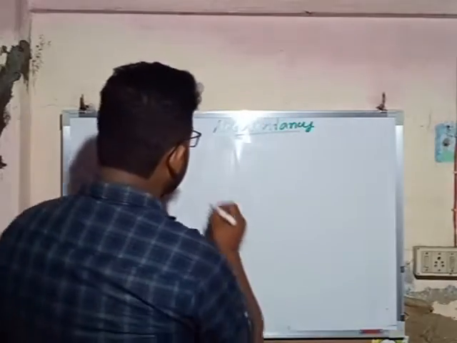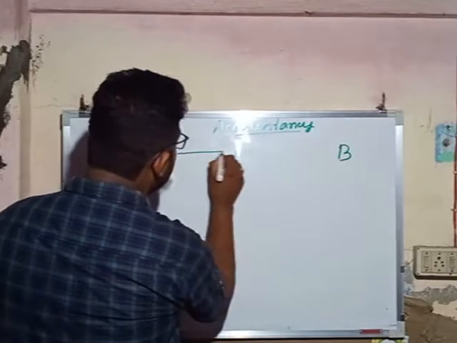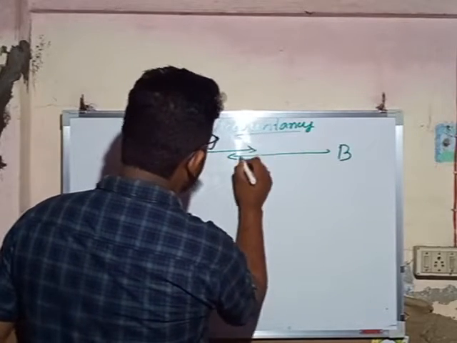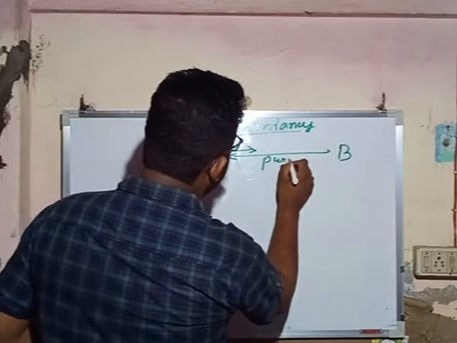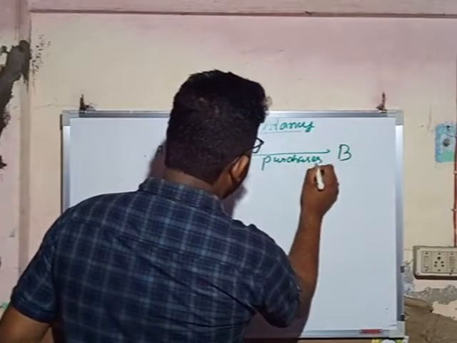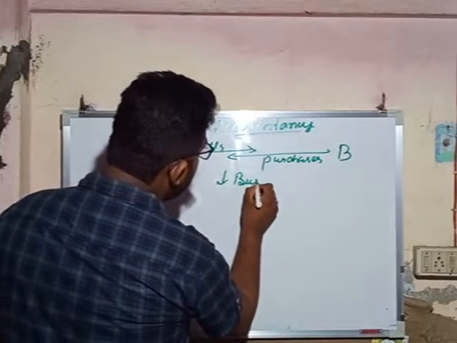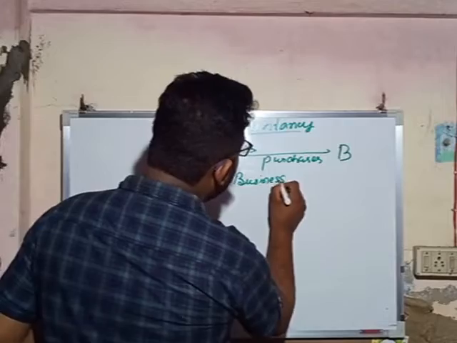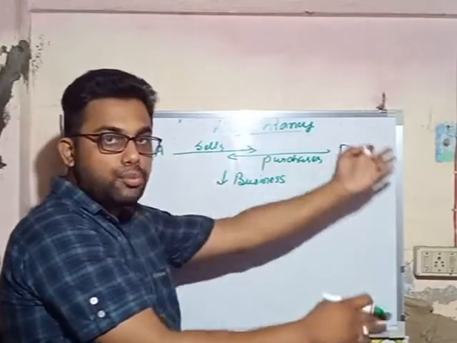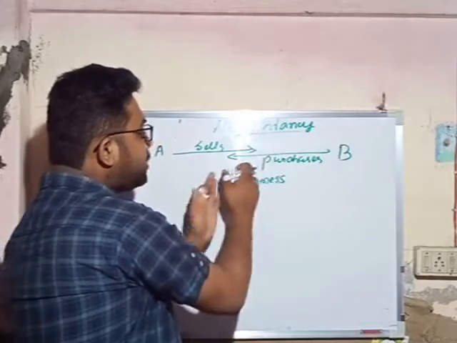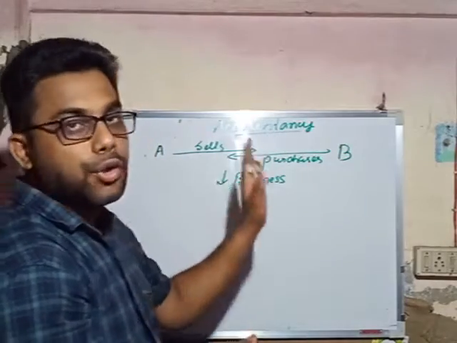For example, this is the person A and this is the person B. A sells goods and B purchases goods. So it is termed as business. Business means buying and selling of goods. So in such a situation, it is the person A who sells goods to B, and it is B who purchases goods from A. So in such cases, they both are doing business.